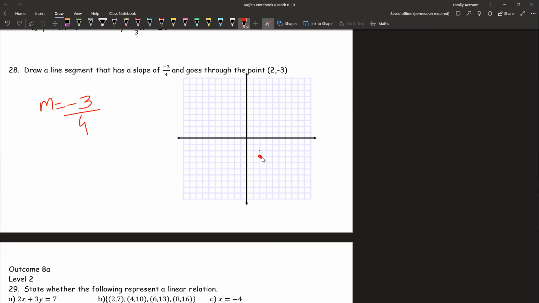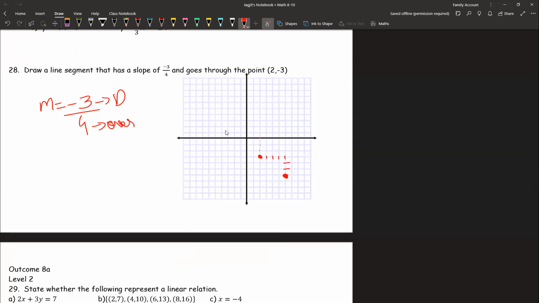Here's my first point. My slope is -3/4. That means I've got to go 4 over to the right and 3 down. 4 over to the right from that point: 1, 2, 3, 4. And 3 down: 1, 2, 3. Here's my second point.